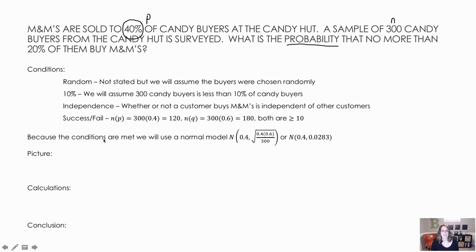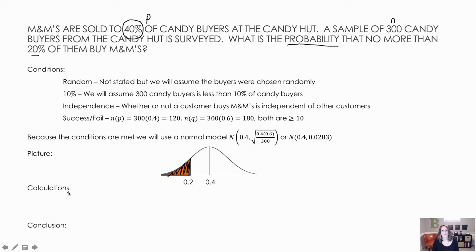And again, because the conditions are met, we can use a normal model, and then I have found the new standard deviation of the sample. So the biggest mistake people make is to not find that standard deviation. Drawing our picture, remember we're expecting the 40%, but we're looking at the probability that no more than 20%. So that's 20% or less, and notice this is the side that's shaded. So just looking at the picture, I know that probability should be less than 50%.